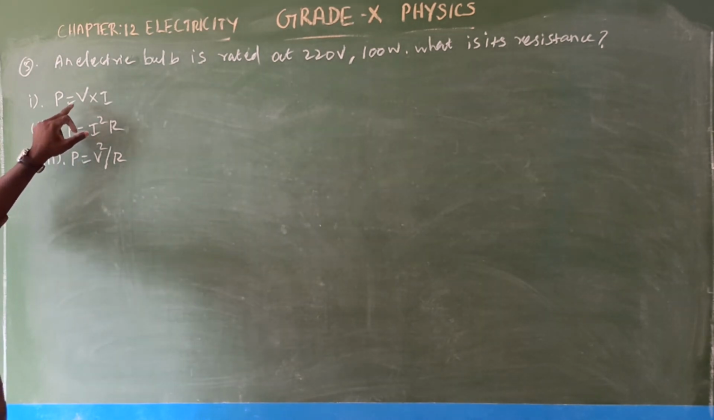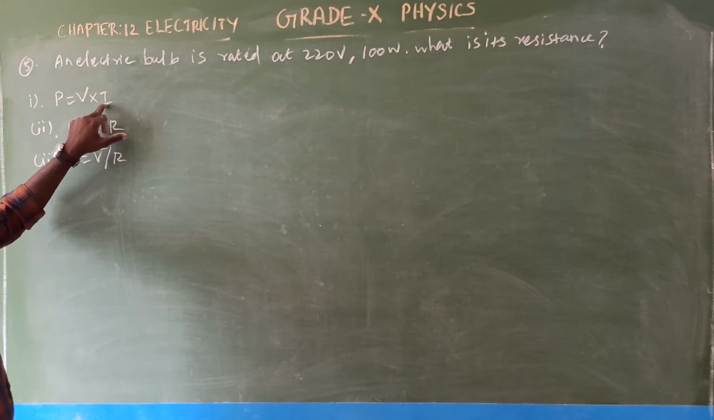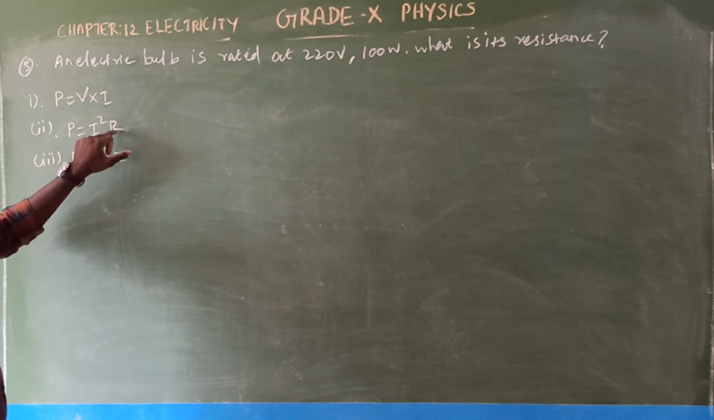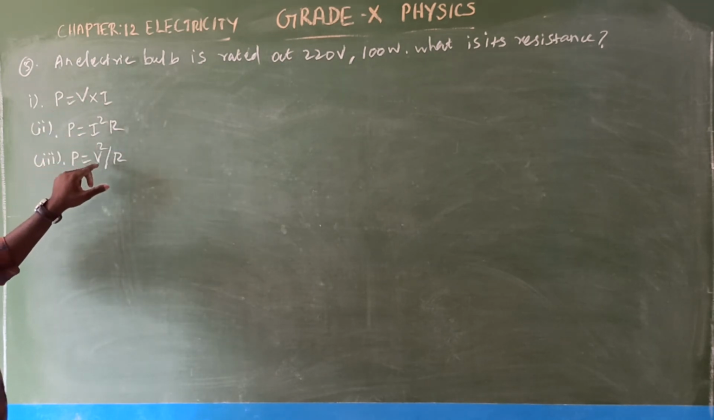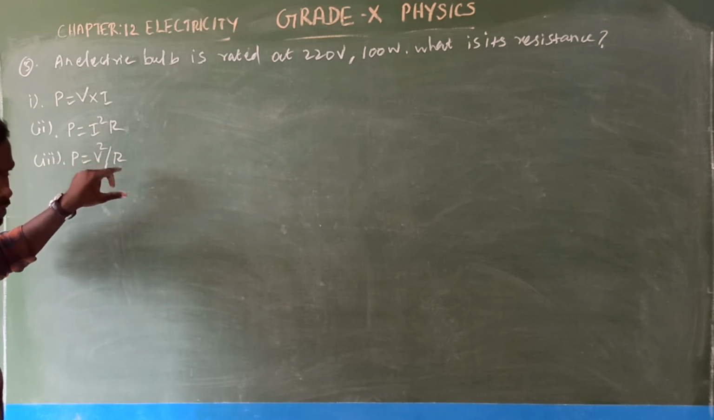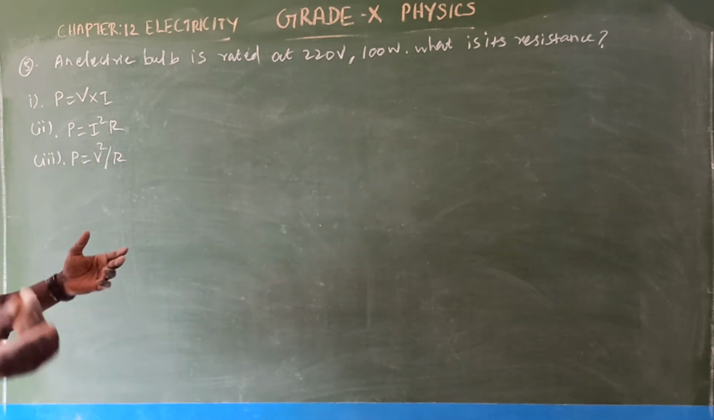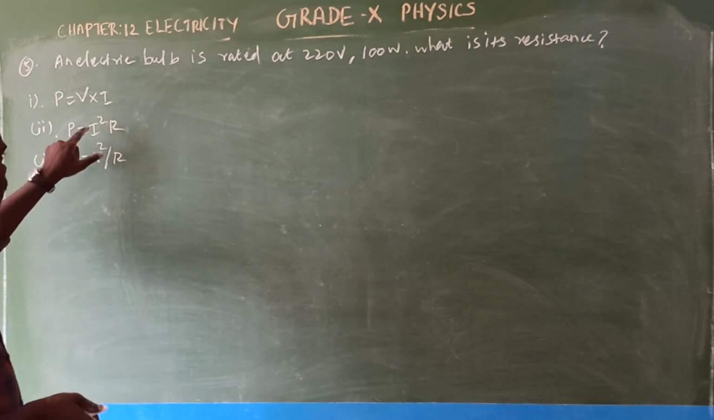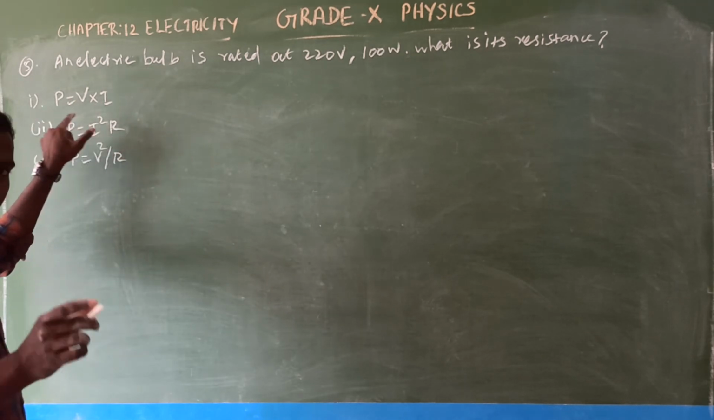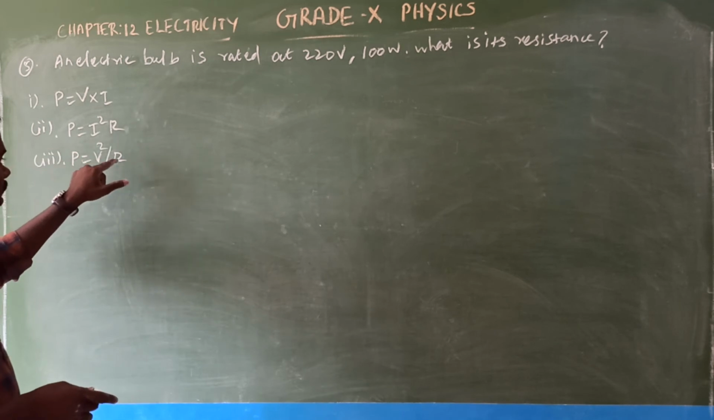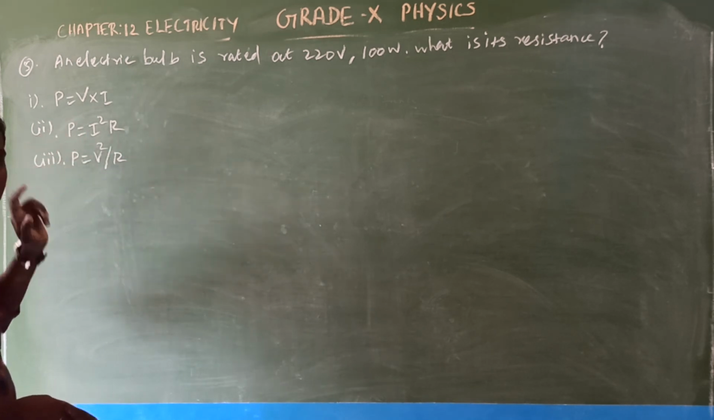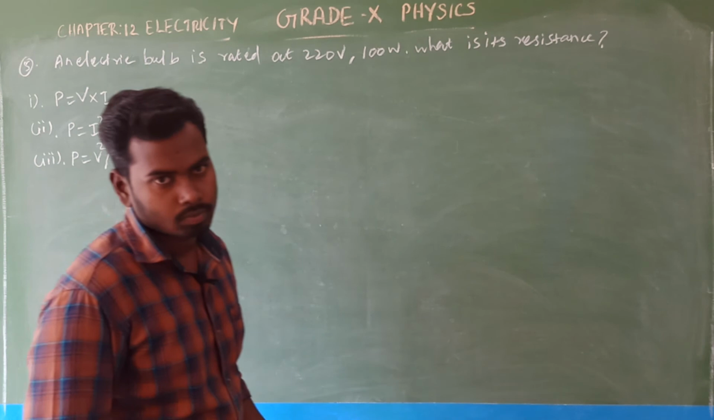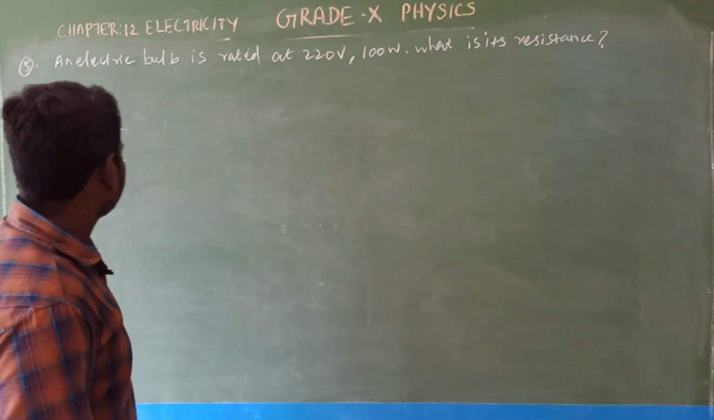The first formula is in terms of voltage and current, the second formula in terms of current and resistance, and the third formula in terms of potential difference and resistance. If you know the current value and voltage value, choose the first formula. If you know the current and resistance, choose the second formula. If you know the voltage and resistance, choose the third formula. That's all, students.